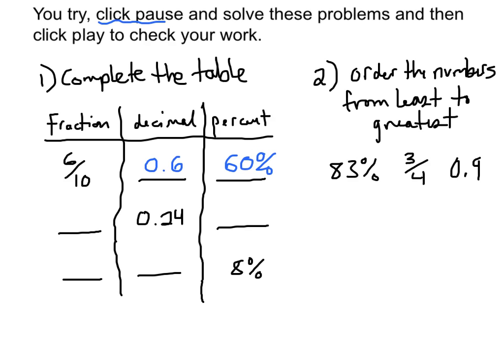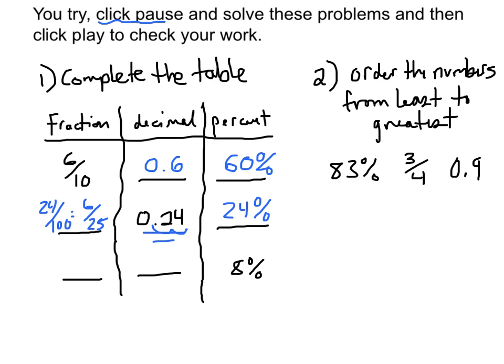Second row down, 0.24. 0.24, the 4 is in the hundredths place, so it's 24/100. But 24/100 can be reduced. 24 and 100 are both divisible by 4. 24 divided by 4 is 6, and 100 divided by 4 is 25. So in lowest terms, it's 6/25. And 0.24, if I move the decimal point 2 places to the right, becomes 24%.